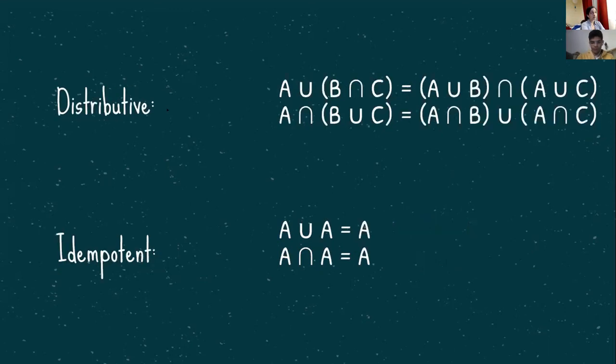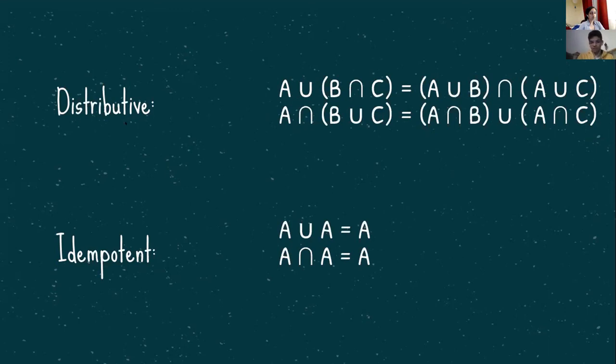There are the distributive laws, and again they apply here also. A union (B intersection C) is (A union B) intersection (A union C), and A intersection (B union C) is (A intersection B) union (A intersection C). If you notice, we have a certain relation between brackets and a different relation outside. It's just like multiplication and addition in arithmetic, but this applies for both the union and the intersection.